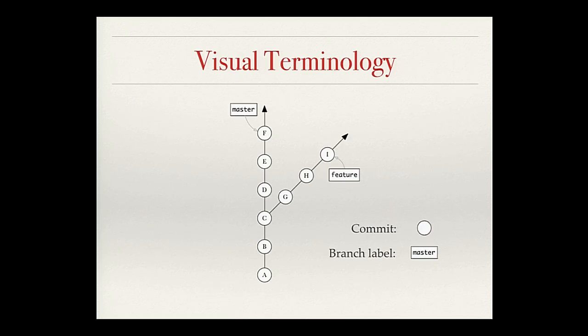I'm also going to be using some visual terminology in this talk. What I have here is an example of a Git repository, and you can see that there are a bunch of commits, and there are two different branches. There's the master branch, and there's the feature branch.